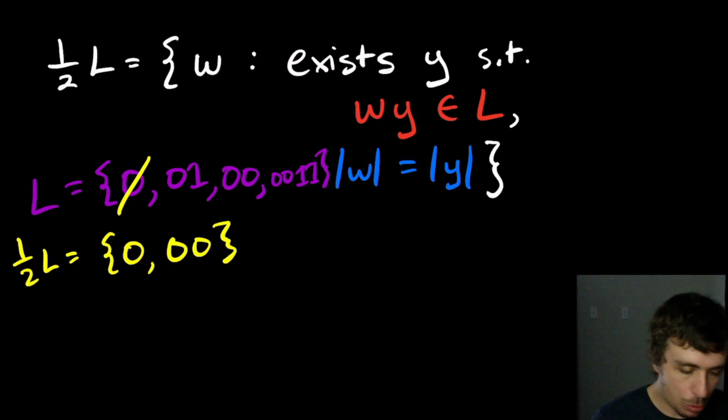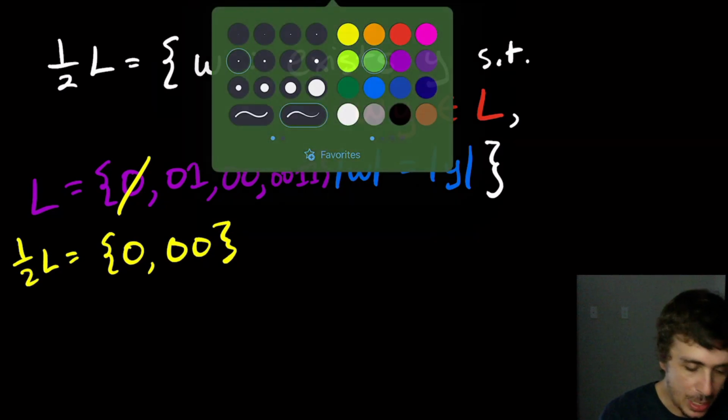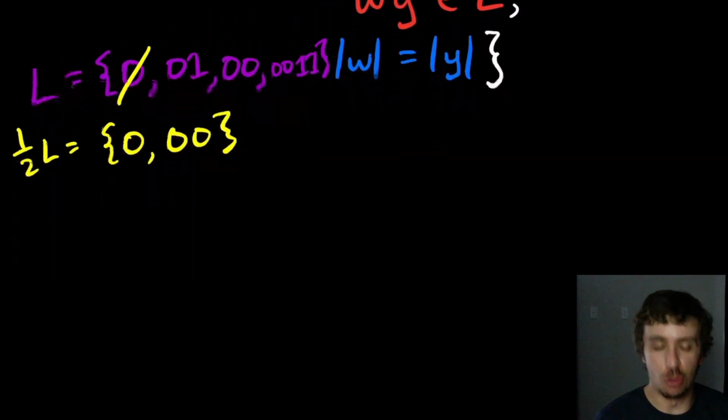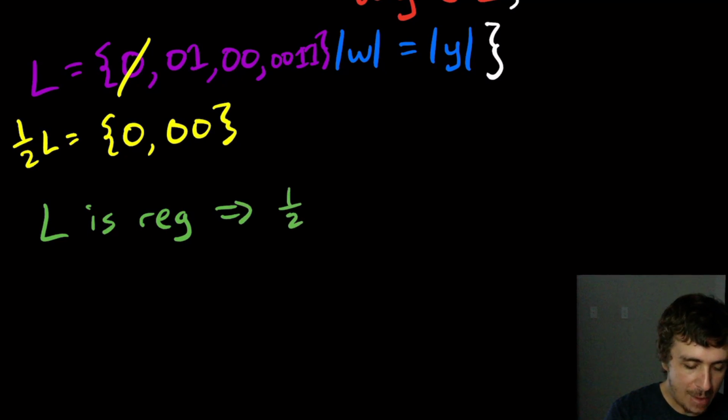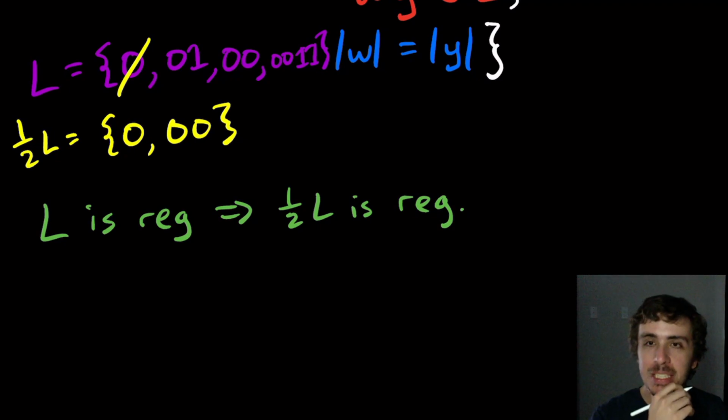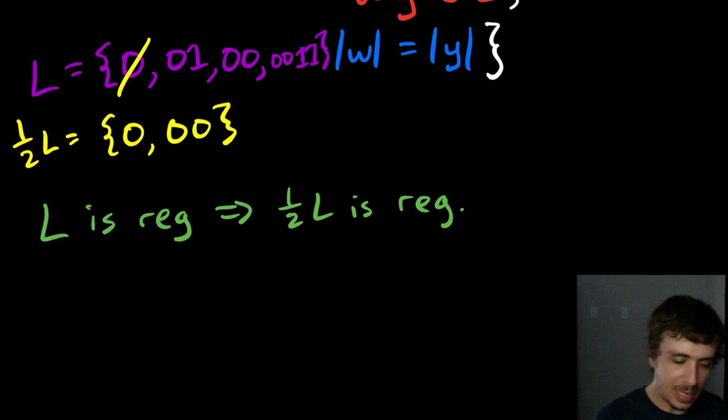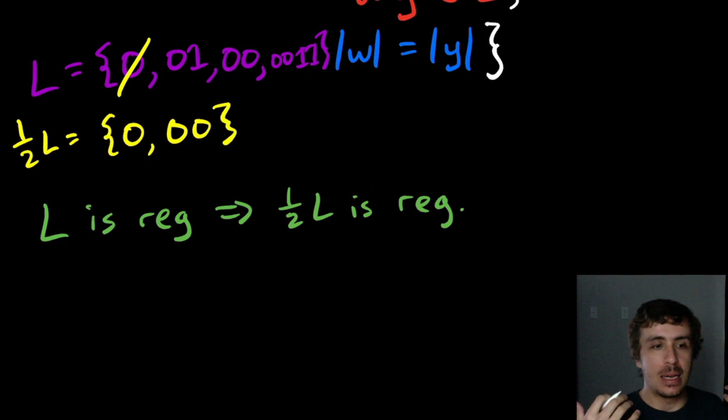Okay, so what I want to prove here is that you can divide by 2 with regular languages. So we're going to show that if L is regular, then half of L is regular too. And this may seem a little interesting, because if we think of, say, a non-regular language, then taking the half of the language might be regular.